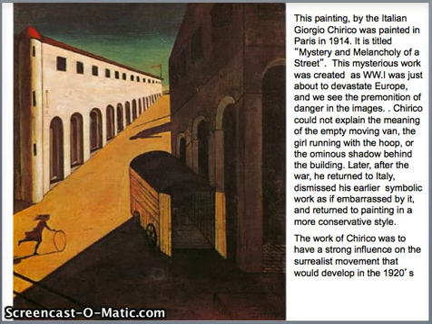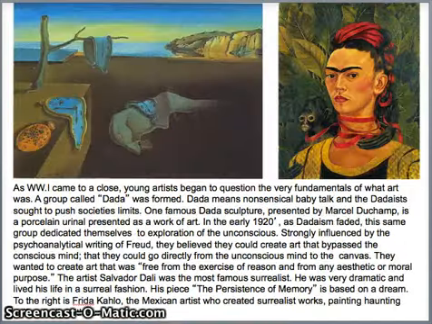Now later, Chirico could not explain the meaning of the empty moving van, the girl running with the hoop, or the ominous shadow behind the building. And after the war, he returned to Italy and he dismissed his earlier symbolic work as if embarrassed by it. He returned to painting in a more conservative style. But this work of Chirico, especially this kind of surrealist work, was to have a strong influence on the surrealist movement that would develop in the 1920s.